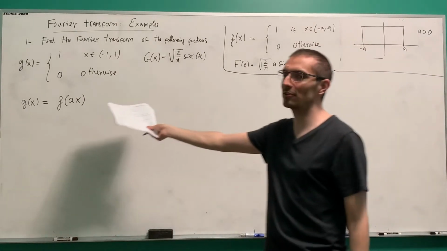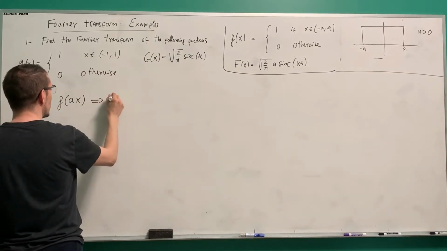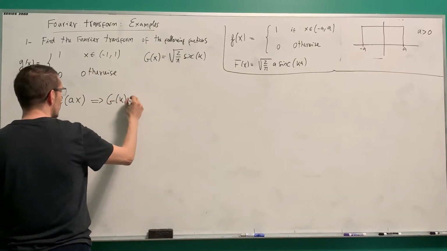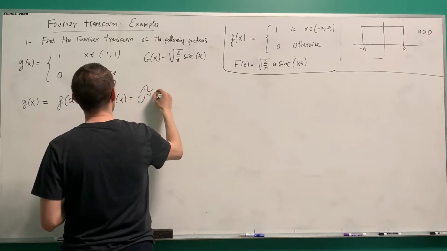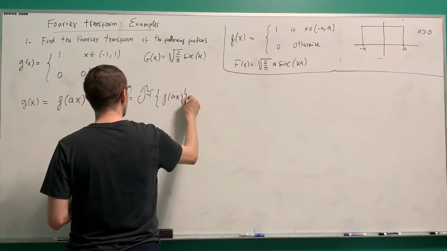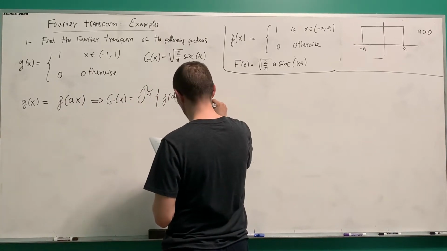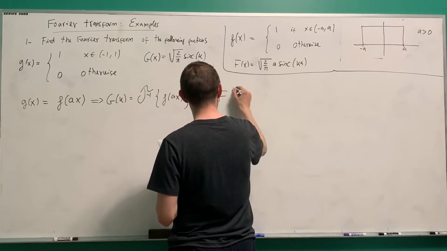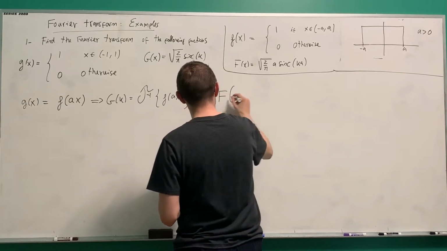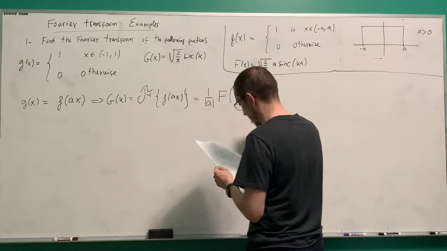By scaling by a factor of a. All right, if we apply the scaling property, then we get that g of k, which is of course the Fourier transform of f of ax, because that is what g is. That is just 1 over a, absolute value, times capital F of k over a.